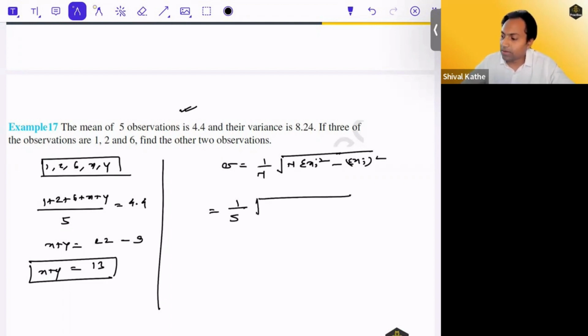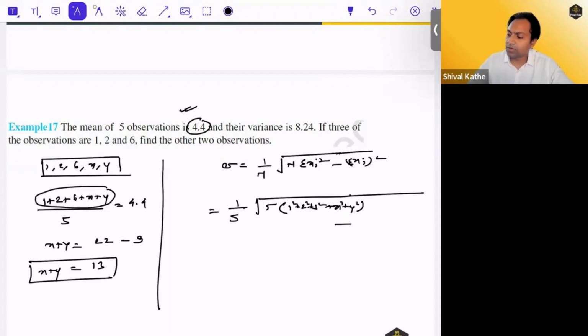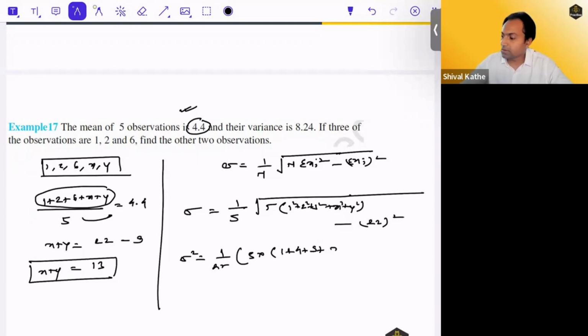n is nothing but 5. Summation of xi square will become 1 square plus 2 square plus 6 square plus x square plus y square. And the summation of xi is the sum of all the values. Since the average is 4.4, the sum of all the values is nothing but 22, because you've already done this. So this becomes 22 whole square. This is given as sigma. If I square this, this becomes 1 by 25 into 5 into (1 plus 4 plus 36 plus x square plus y square) minus 22 square.